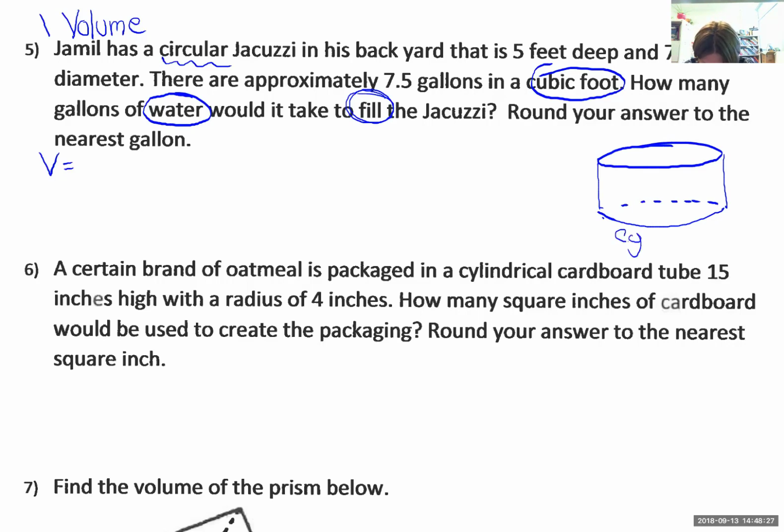So this is a cylinder. As a cone, I've never seen a cone-shaped jacuzzi, and I don't know how we'd balance it if we did. And I don't know what kind of rich person you'd have to be to have a sphere-shaped jacuzzi.